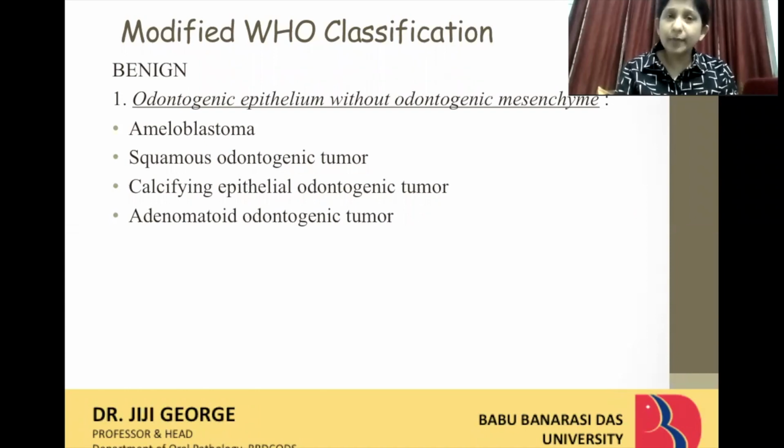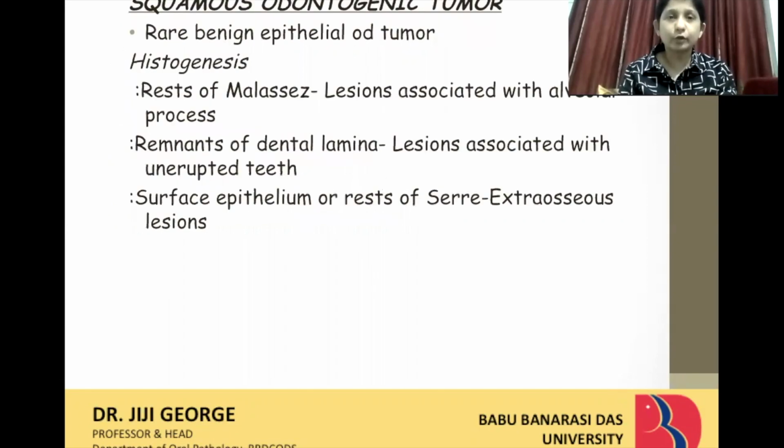Out of which ameloblastoma would be dealt with in a separate lecture. And in this present lecture, we would speak about squamous odontogenic tumor, calcifying epithelial odontogenic tumor, and AOT, that is adenomatoid odontogenic tumor. Now, coming to squamous odontogenic tumor, it is a rare benign epithelial odontogenic tumor.